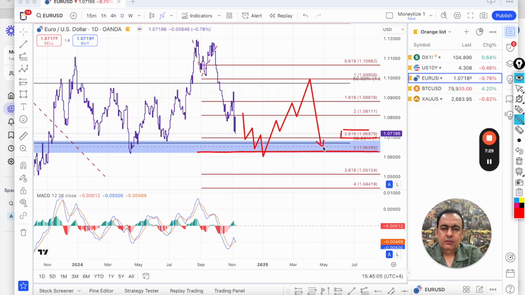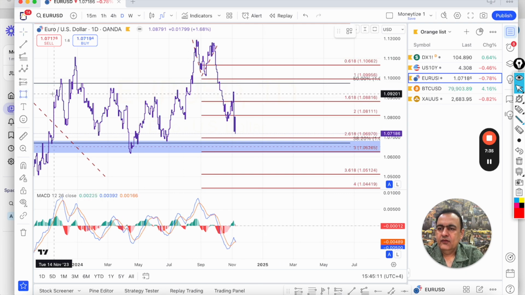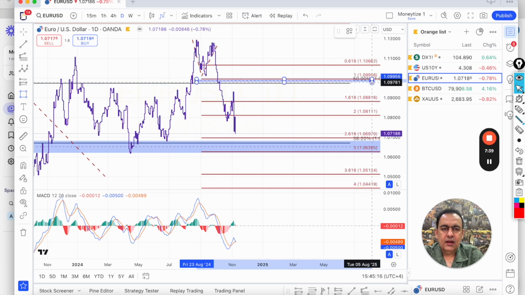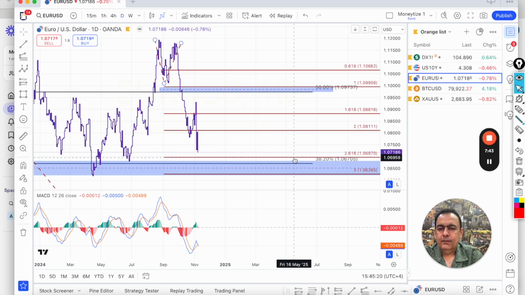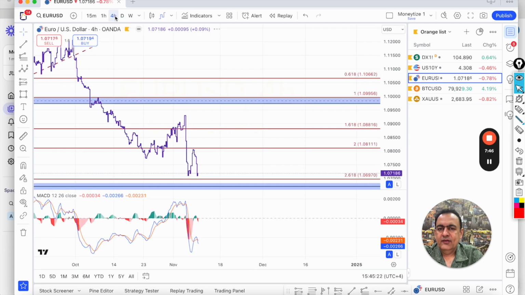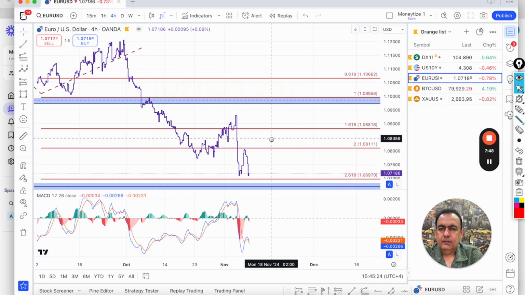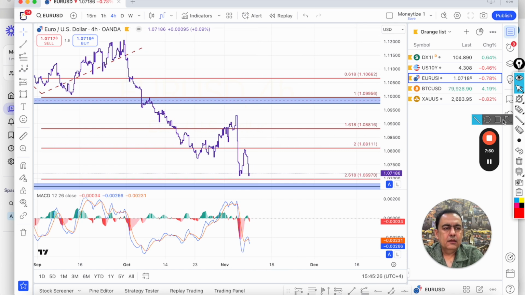In case it bounces strongly from the current support zone, I'm going to mark the duplication of two fib levels again, and it's around 1.0995. So it's going to be a strong resistance area. Now let's move to 4-hourly time frame. Even on 4-hourly time frame, it's printing lower highs and lower lows.